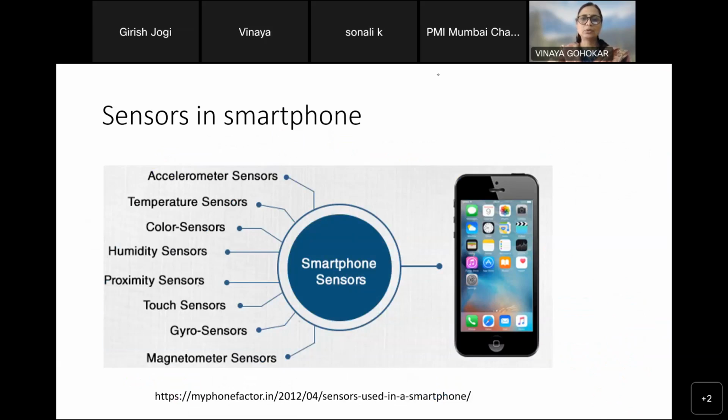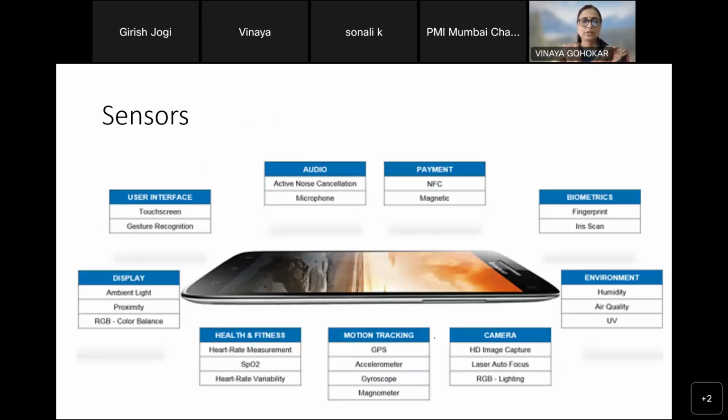Now definitely everyone knows about the number of sensors in a smartphone, and day by day, while choosing a smartphone, we are taking care of the sensors in our phone. There are sensors like the accelerometer, temperature sensor, color sensor, humidity sensor, and proximity sensors. N number of sensors are getting embedded into a phone, and into a number of devices as well, helping us measure and communicate a number of parameters.